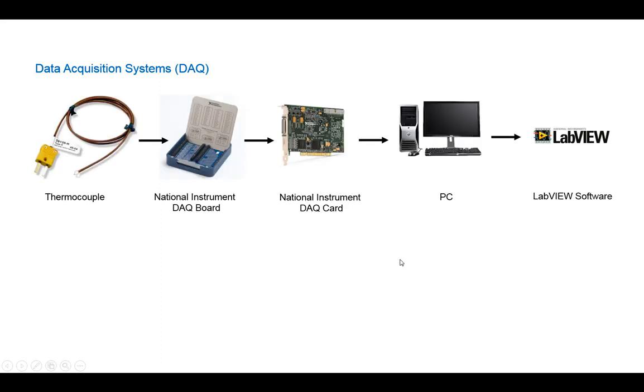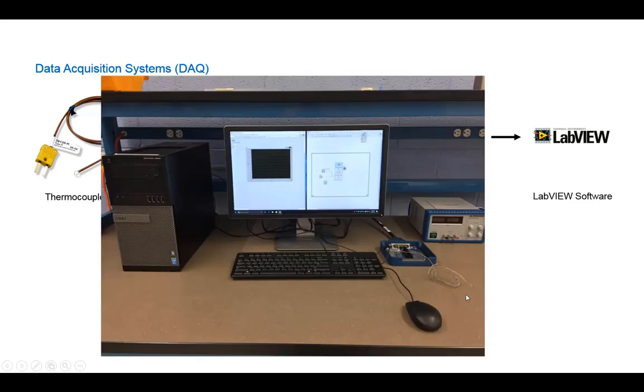Okay, so let's take a look at what the data acquisition system is. These are the components of the data acquisition system. The first step is the sensor. Here it's a thermocouple for measuring the temperature. The sensor is connected to the DAQ board. The DAQ board is connected to the DAQ card, and the DAQ card is in the computer, which is in connection with the main board. And finally we have software, which here is LabVIEW, which is the interface between the computer and the user.